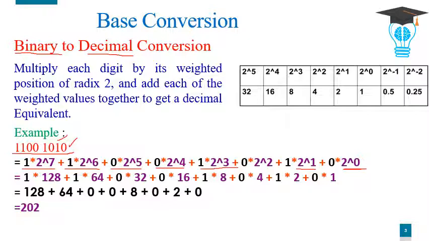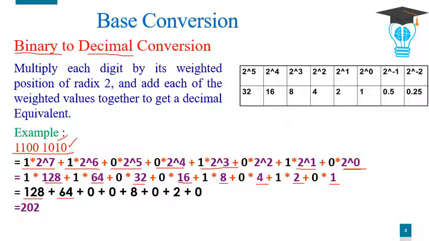2 to the power 0 is 1, 2 to the power 1 is 2, 2 to the power 2 is 4, 2 to the power 3 is 8, 2 to the power 4 is 16, 2 to the power 5 is 32, 2 to the power 6 is 64, and 2 to the power 7 is 128. Wherever it is multiplied with 1, you get the value, that is 1 into 128 gives 128, 1 into 64 gives 64.